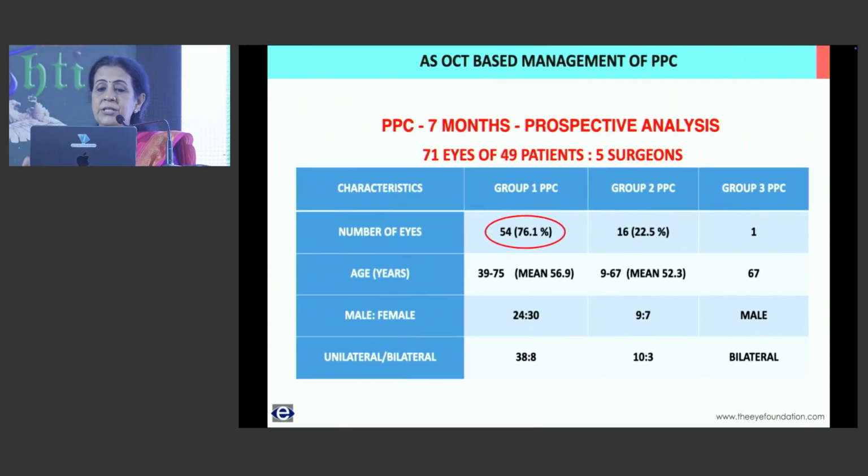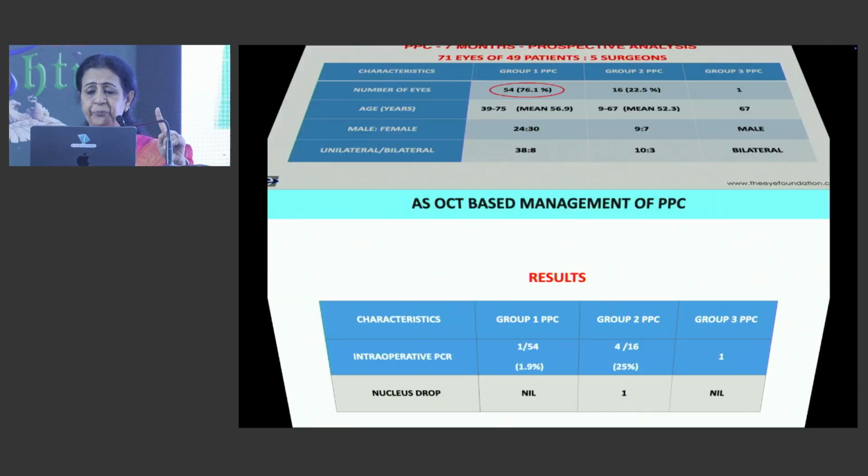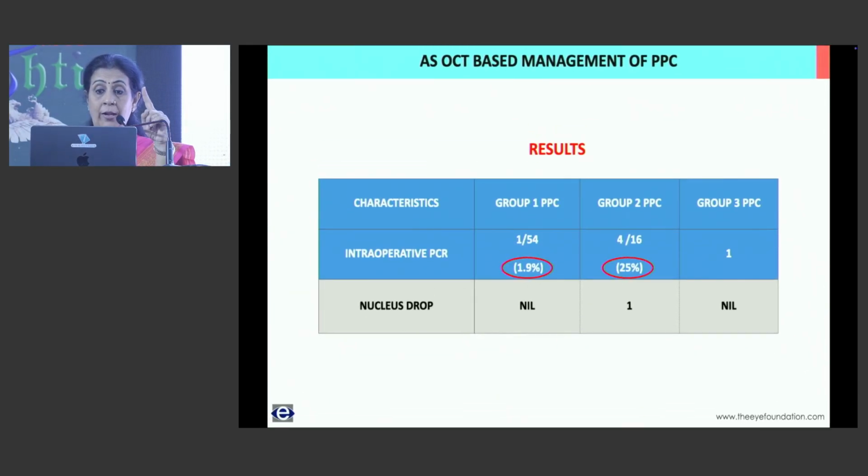We did an analysis of 71 eyes of 49 patients operated by 5 surgeons in the period of 7 months. There were 54 eyes in group 1, 16 eyes in group 2, and 1 in group 3. Now, in group 1, there should not be any PCR, but in this one, a particular surgeon was a little careless about the steps of the surgery, which induced that PCR, and not because it was a polar cataract.